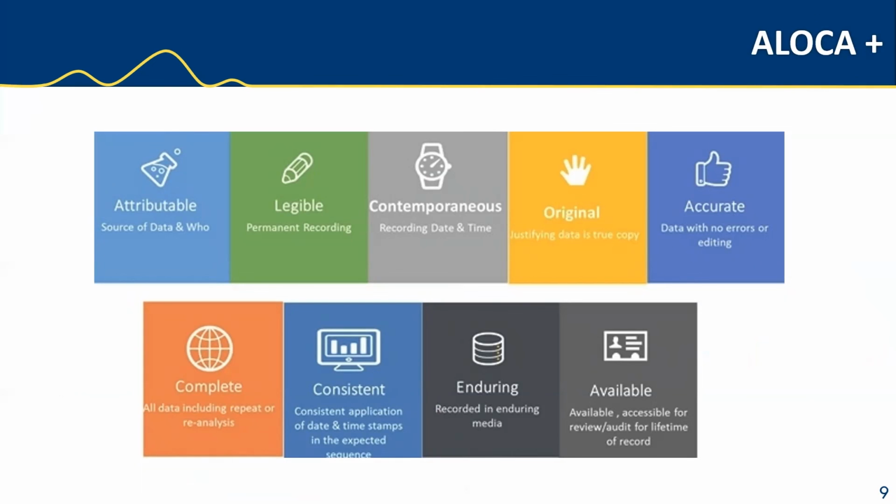The additional data integrity requirements are complete. So all relevant raw data and metadata, including retests and reanalysis, must be collected. Consistent. Analysis elements should be date and time-stamped. This must be in the expected sequence and include all deviations during the process, as well as any changes made to the data. So here we're following the life cycle of the data, and everything must be time-stamped and in sequence, so they can see how you get from the start to the finish point.